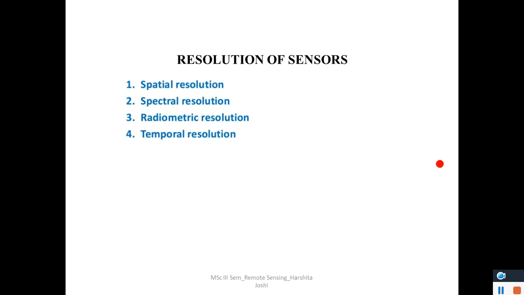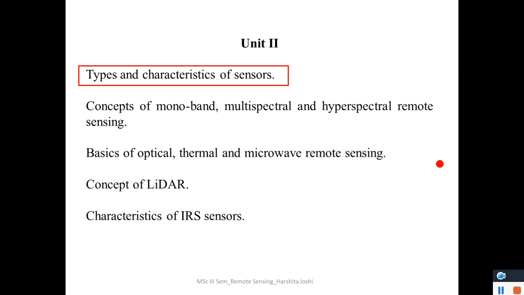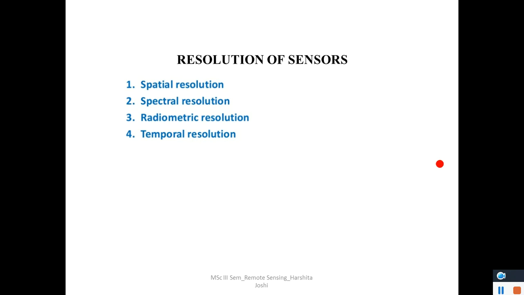These characteristics are actually defined as the resolutions of these sensors. So while understanding the characteristics, we are trying to understand the resolution of these sensors. These sensors have 4 typical types of resolutions: the spatial resolution, spectral resolution, radiometric and temporal resolution. The spatial resolution, the word spatial, is taken from space, the area which is covered or which is seen in an image.